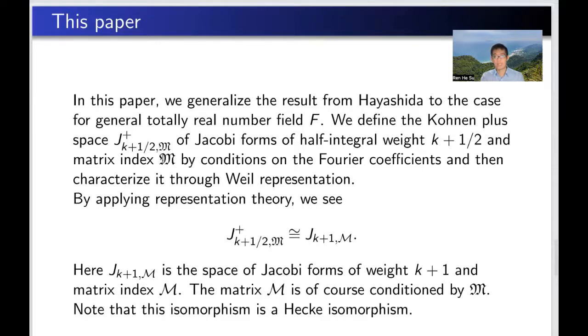and then characterize it through Weil representation. By applying representation theory, we will see that the Cohen plus space of such Jacobi forms is isomorphic to the space of Jacobi forms of weight k plus 1 and this matrix index M. Here, this matrix N is of course conditioned by this matrix index, this M. We know that this isomorphism is a Hecke isomorphism.